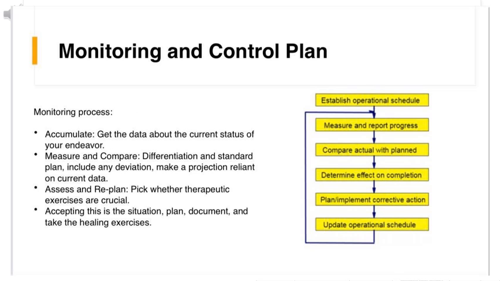Hello everyone, greetings of the day. Here I'm going to talk about the monitoring and control plan. Management of construction and control process includes the examination and the assessment of the estimated and measured outcomes. Monitoring process comes with several steps like accumulate, measure and compare, assess and replan, accepting this as the situation, plan, document, and take the healing exercise.